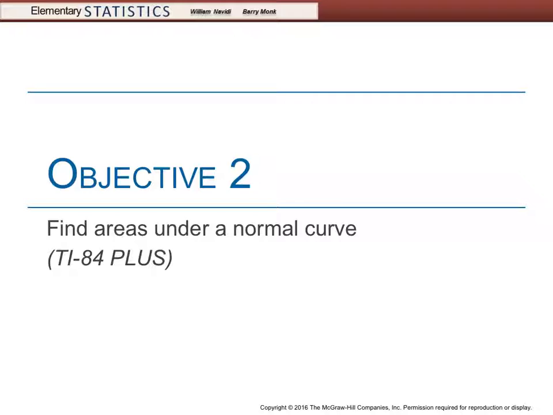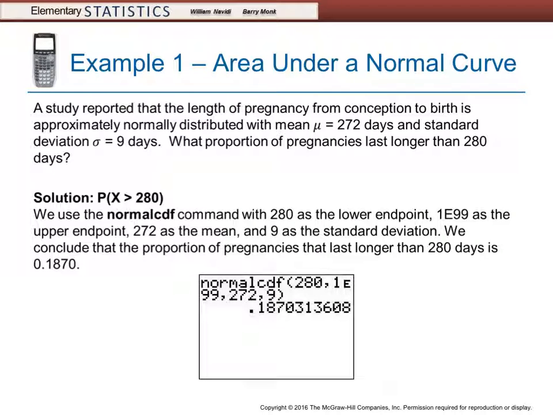So now we're going to do the same problem using our graphing calculator, the TI-83 or 84. In this problem, it's the same problem as before. We want to find the probability that pregnancies last more than 280 days, right? So there's our probability statement.